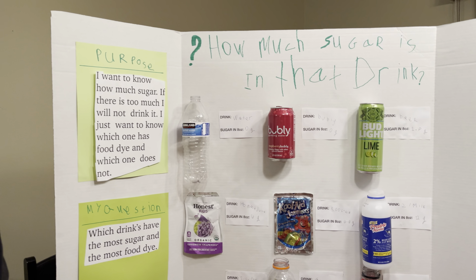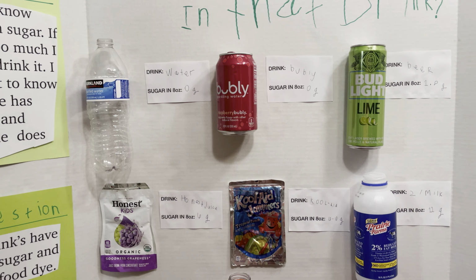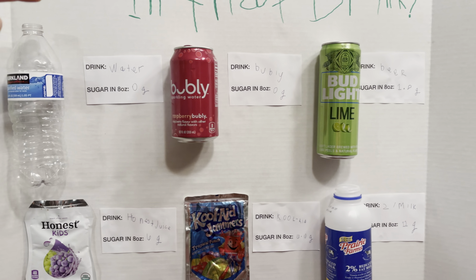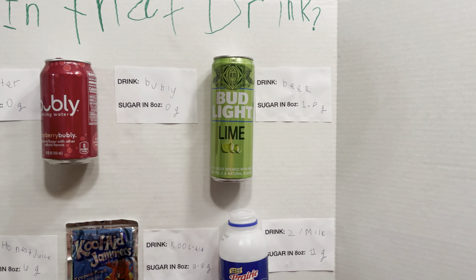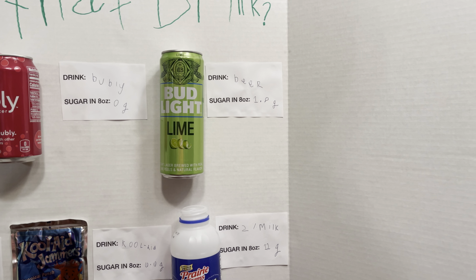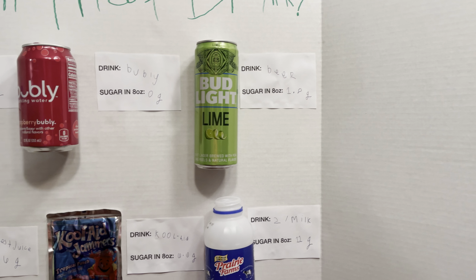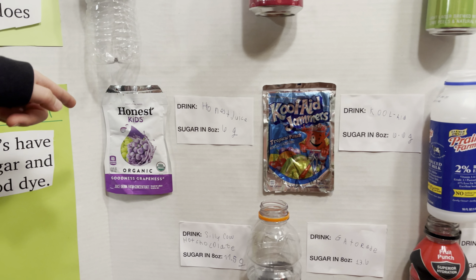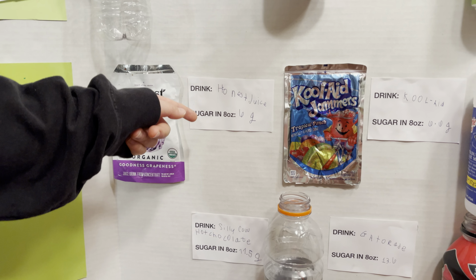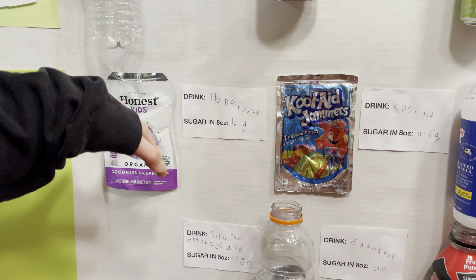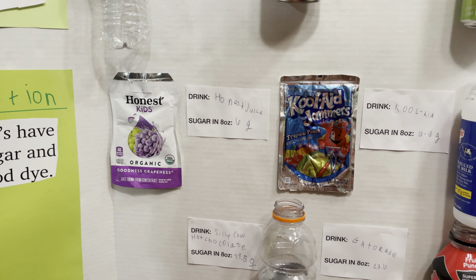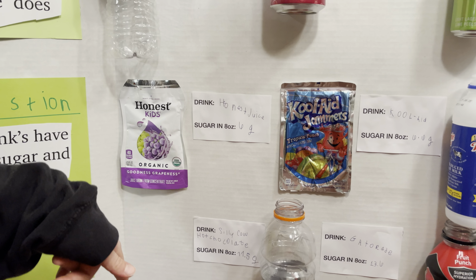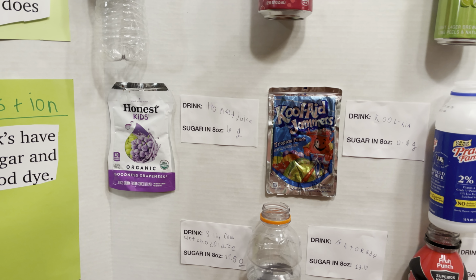So we've got the bubbly sparkling water, and then it says beer. What about the beer? The beer has 1.8 grams. 1.8 grams. And then it goes down to here. I don't know what that says, but that's 6 grams. 6 grams of sugar. That's not a lot at all. No, that's not really that much.